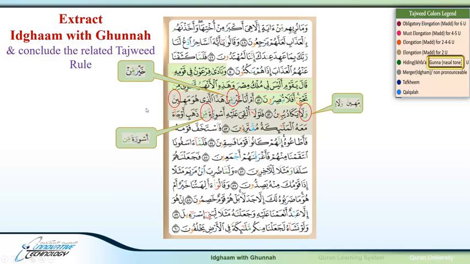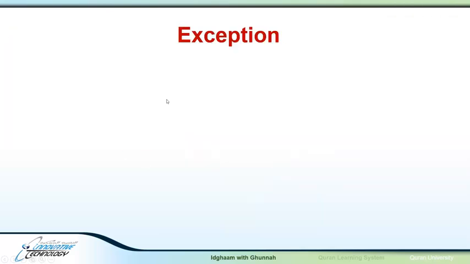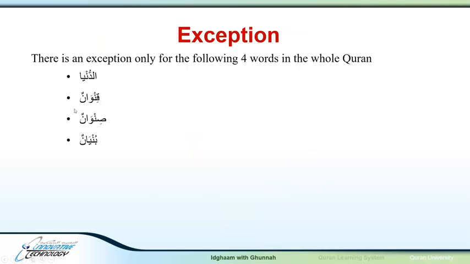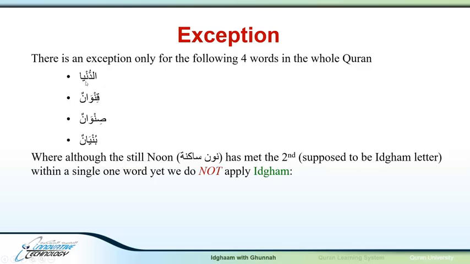All those cases are examples of idgham followed by a letter of ghunna, and so it's idgham with ghunna for the tanween. In the whole Quran, there is an exception for the following four words. In those four words, although there is still a nun sakinah, dunya, qinwan, sinwan, bunyan, there is a nun sakinah here, meeting what is supposed to be an idgham letter, like the ya and the waw, within a single word, yet in these four words only, we do not apply idgham.